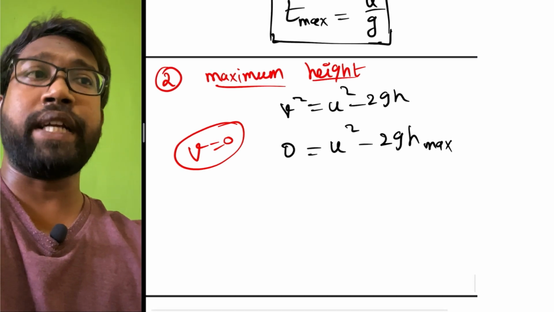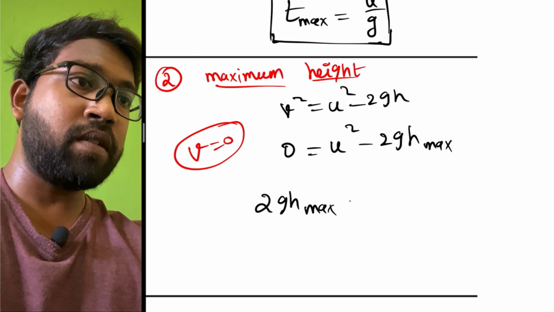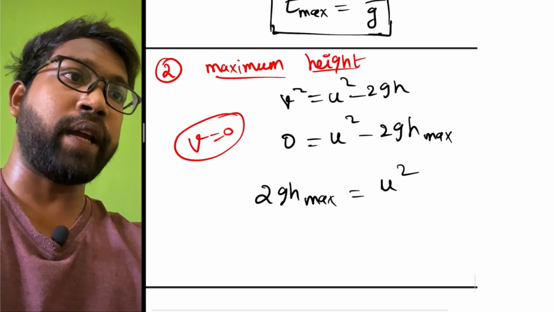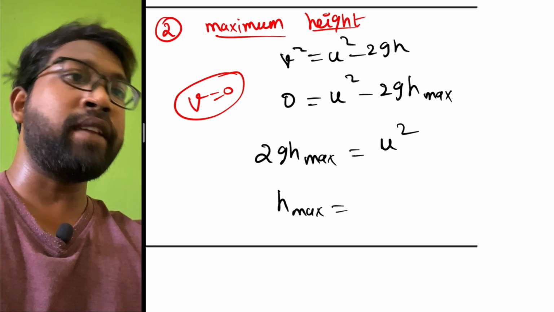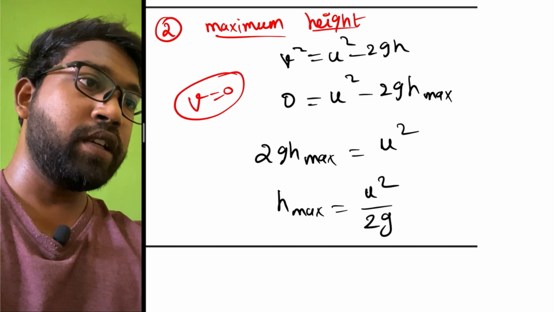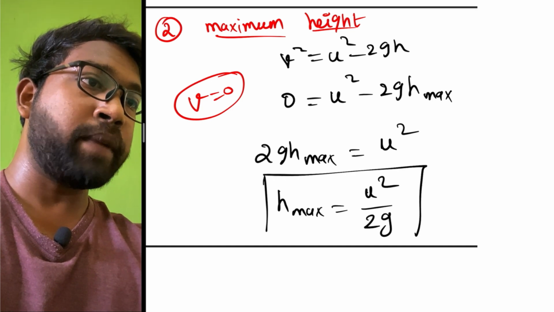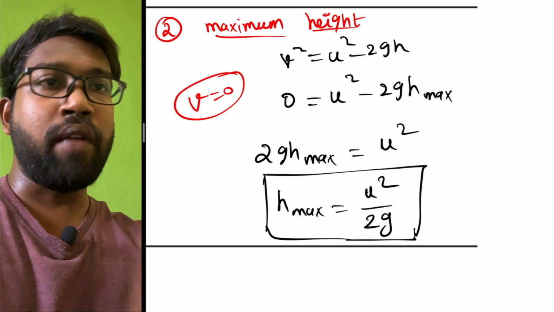We are just going to find it, right? So let me take 2gh max equal to u square. Simply, the h max formula is just bringing the 2g down there, we'll get u square by 2g. So this is our h max formula. By using this formula we can solve this very easily.